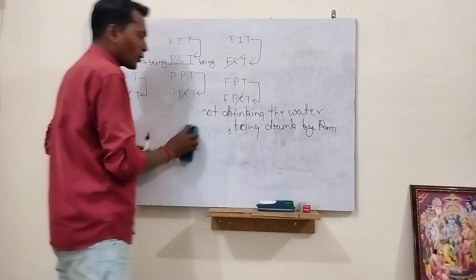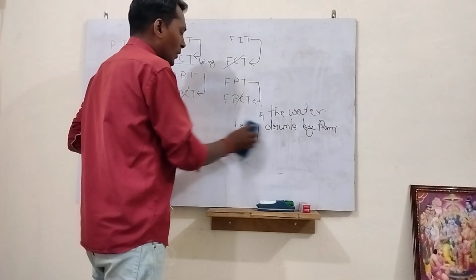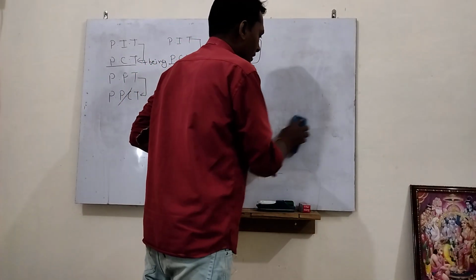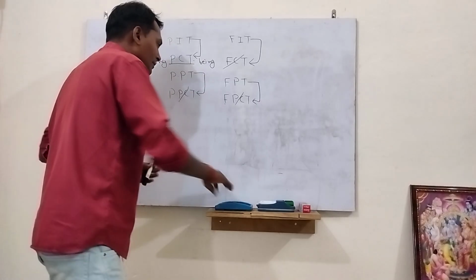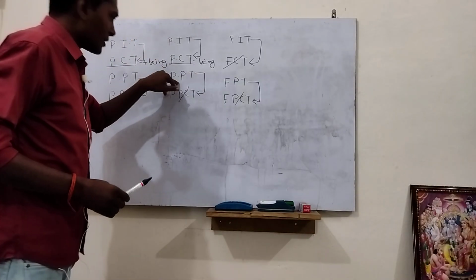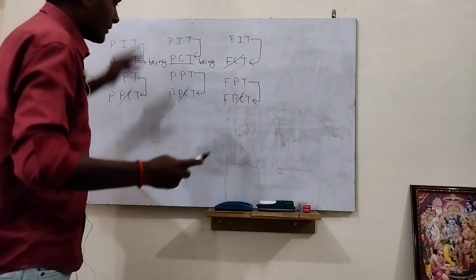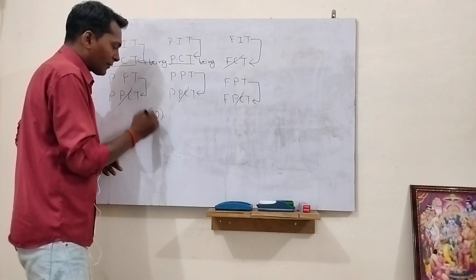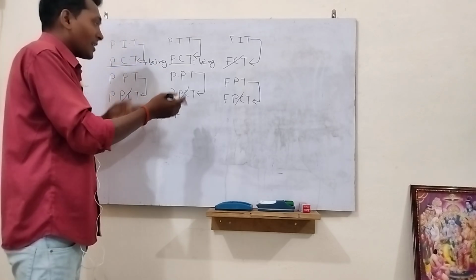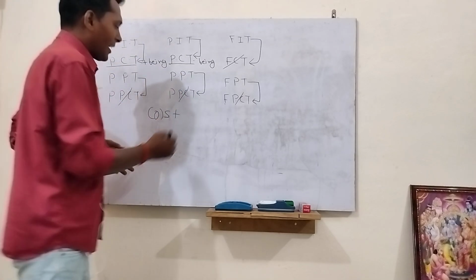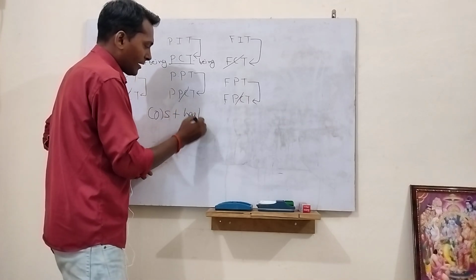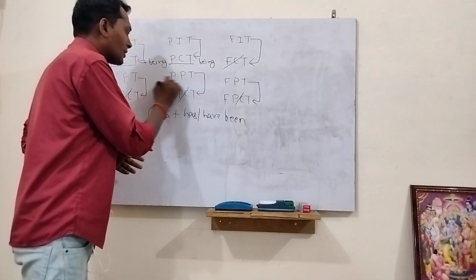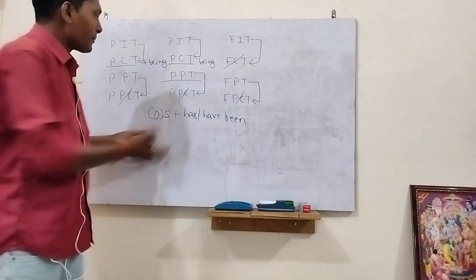No formula. If you want to write a formula, it is very simple. How do you write a formula? In a simple way. In this graph only, you can write a formula also. If I want to write a formula for negative and interrogative, what will it be? The object will be used as the subject. Plus, after this what will come? Has or have been. Has, have been. I am writing a formula for this in a simple way.